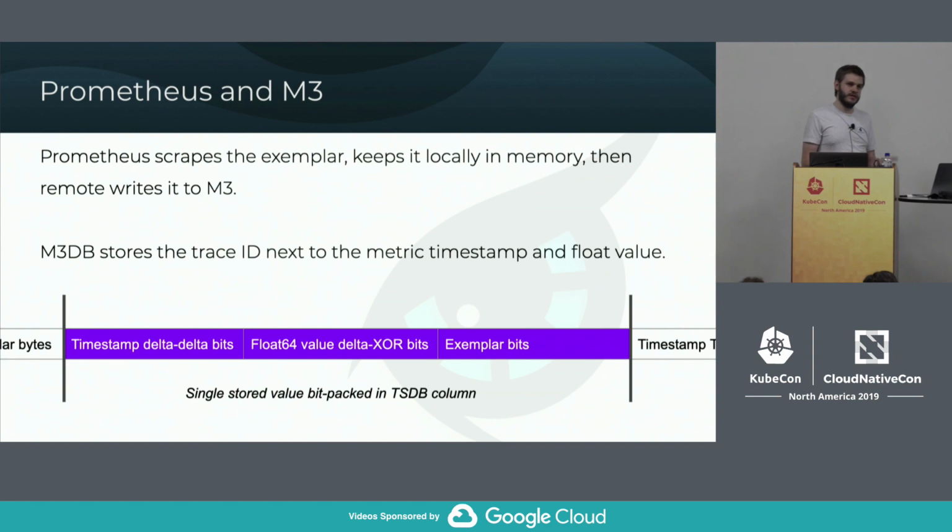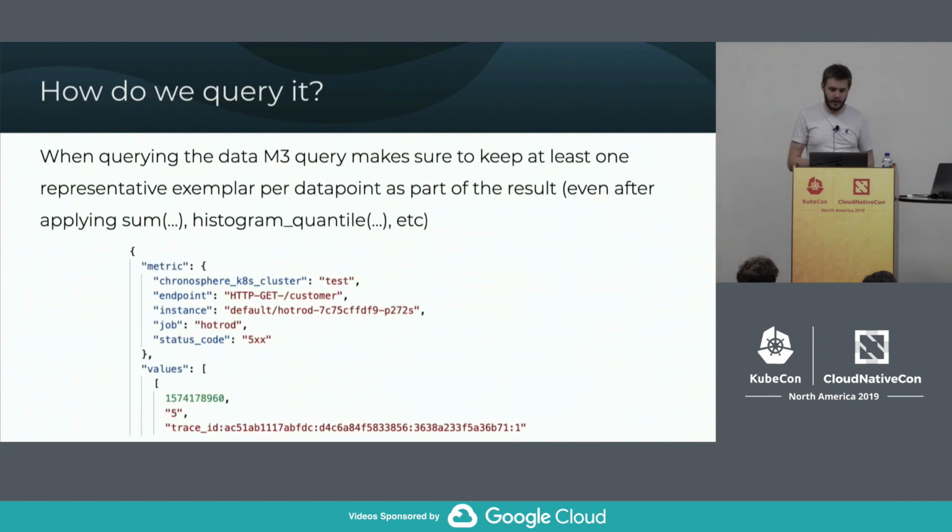Now, a trace ID has relatively high entropy because it's usually based on a UUID, and UUIDs provide you with high entropy, so there are no collisions. However, there are certain things you can do to compress this a little better than you might think. But that's a topic for another day. So when querying the data, M3 query makes sure to keep at least one representative exemplar per data point as part of the result, even after applying a sum or a histogram quantile function or any other aggregation function.